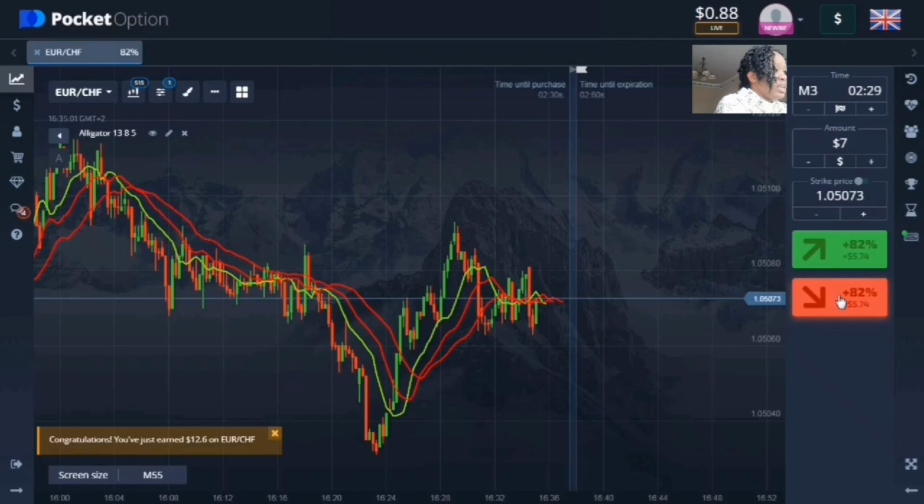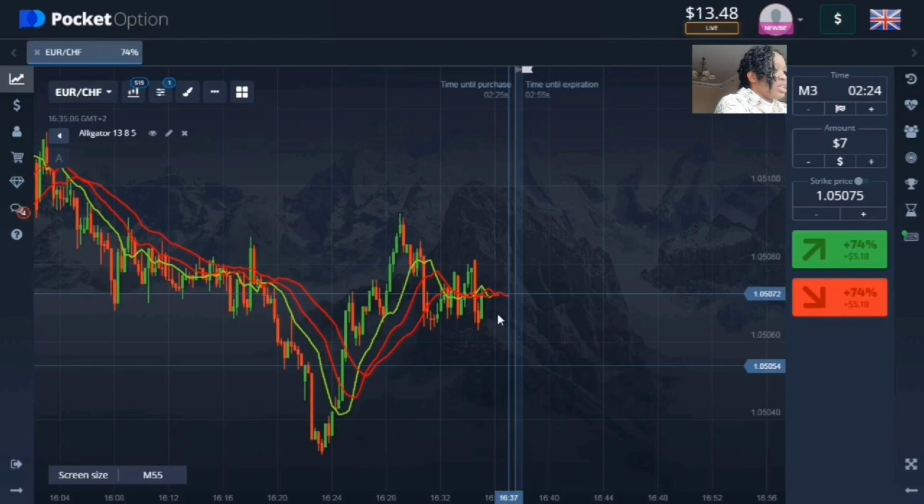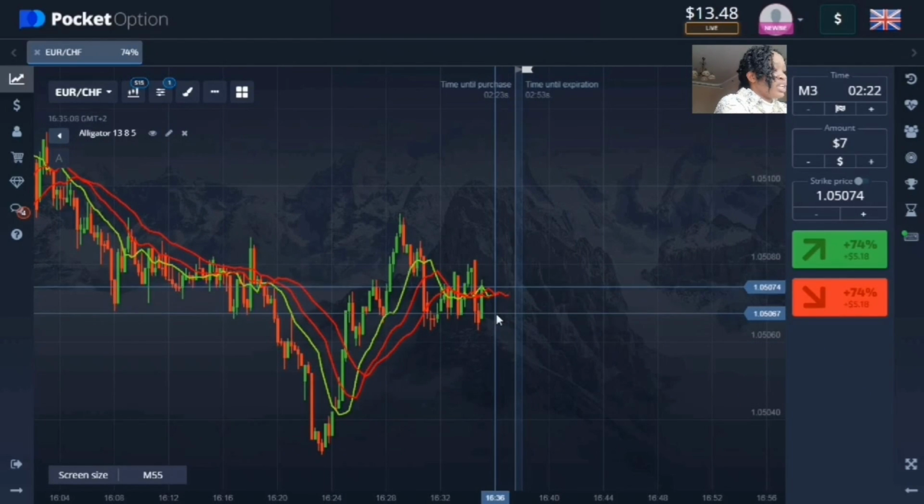Well guys, it's brilliant. The downward movement continued and we managed to close our trade and collected our profit. 3 minutes was quite enough, so let's move to the next option.